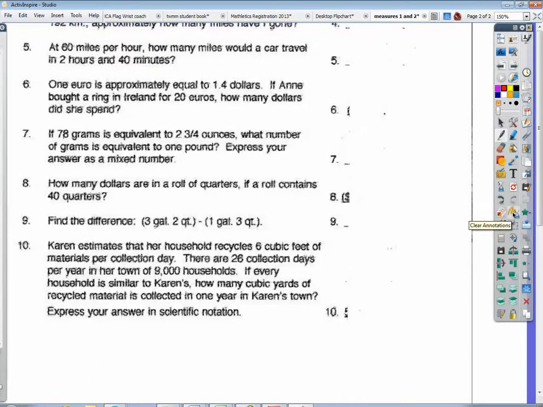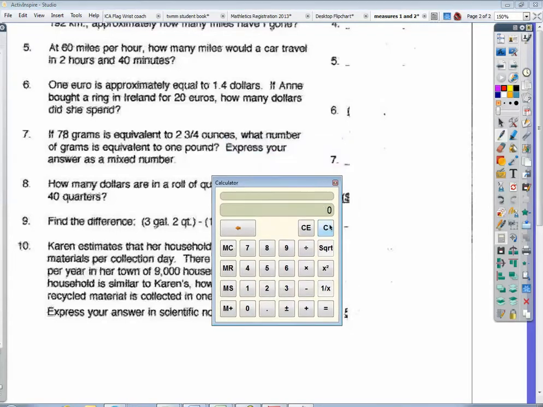If 78 grams is equivalent to 2 3/4 ounces, what number of grams is equivalent to 1 pound? All right. So I'm going to use a calculator here just to go a little quicker. So the first thing we need to know is how many grams are in 1 ounce, right?